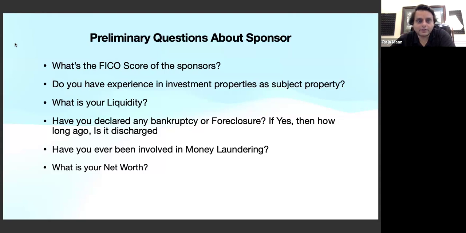They don't qualify under a regular DSCR program where they get a better rate. What is out there right now, 6.5%, 7%, or 7.5%. It depends on their FICO score.